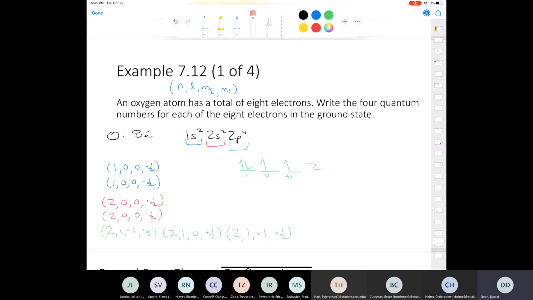I'll give you a second to see if you can come up with the set of 4 quantum numbers for this guy right here. This one is pointing down. See if you can come up with those. If you have the time to type it in, give it a shot.